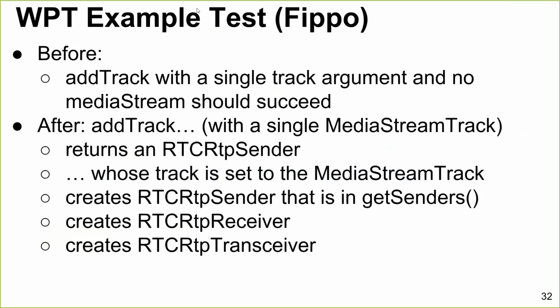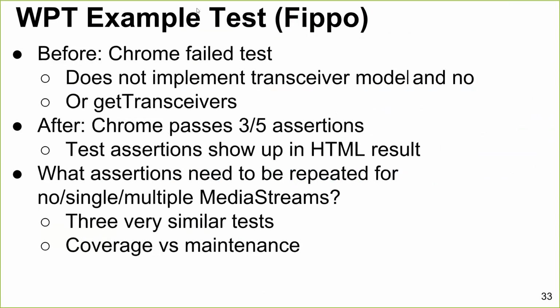And that way we can get Chrome on the next slides from failing the test completely because it doesn't implement the transceiver model, which gives a receiver after add track, and it doesn't implement get transceivers. So we now have 3 out of 5 of these assertions passing, it shows that we're at least on the way to get to our end goal, to get everything to pass.